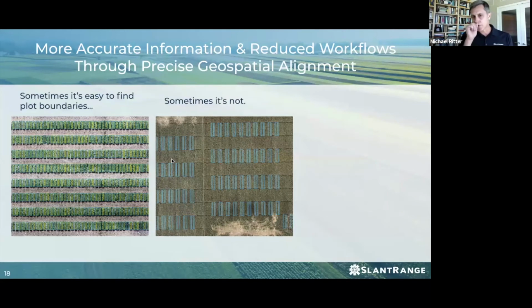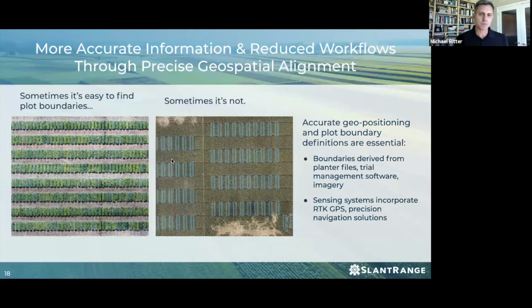So in order to solve this, there's a mix of things that we're doing. One thing is we pull your plot boundaries from a variety of sources. Some customers give us a spreadsheet description of their plot boundaries. Sometimes we pull them directly from planter files or their trial management software. In some cases, we do it from the imagery itself. But pulling in this information on the accurate geolocation of individual plots is a critical step, and making sure it aligns with the imagery is another critical step.